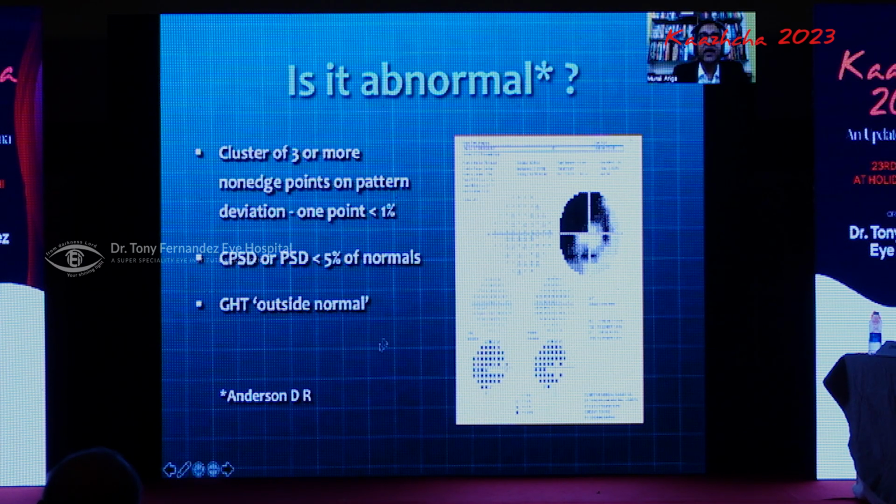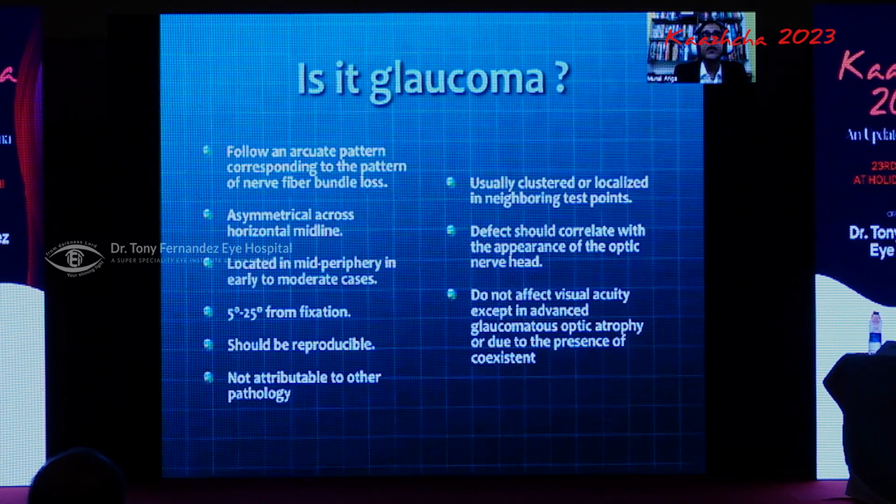And this is the Anderson's criteria, which I have shown you on the slide here. This 3 or more non-edge points applies to the 30-2, no doubt. But the edge points become important on the 24-2, and they should not be ignored. Is it glaucoma or not? How do we know that?